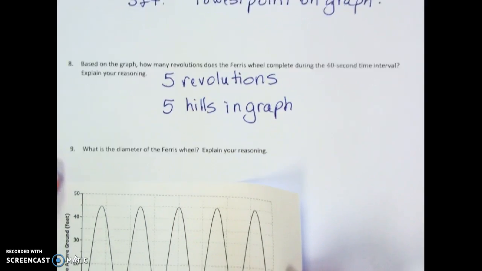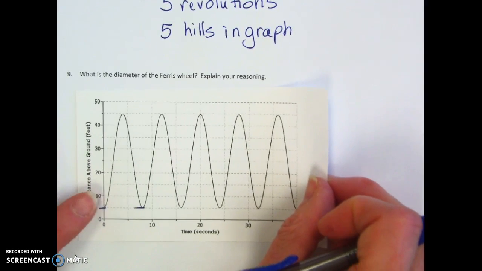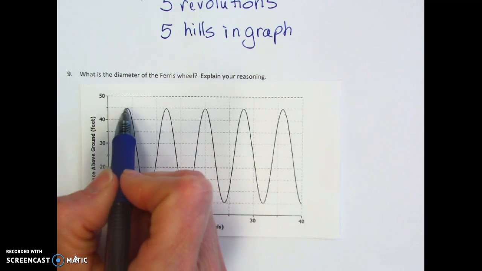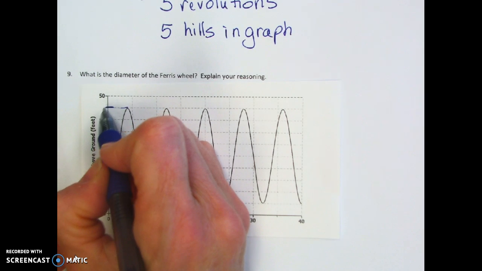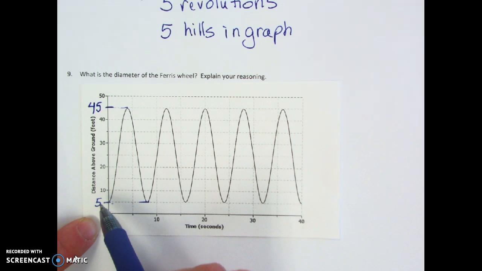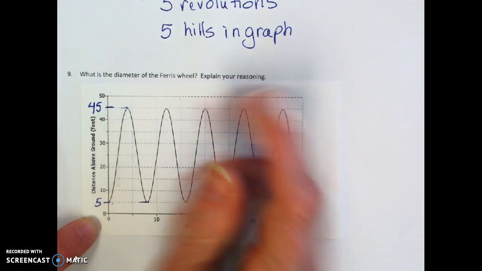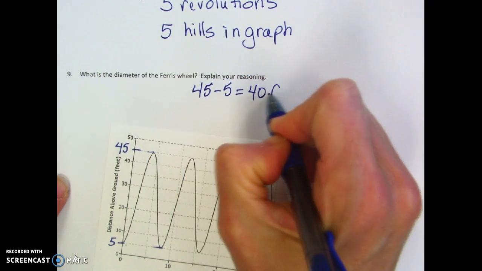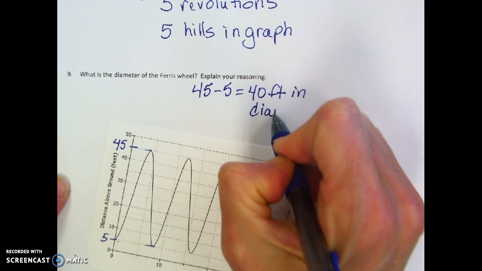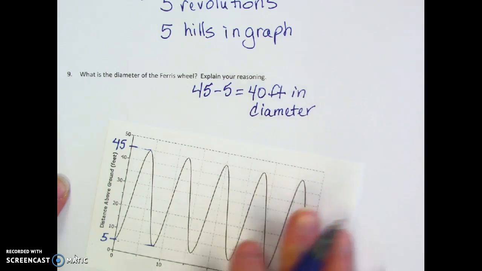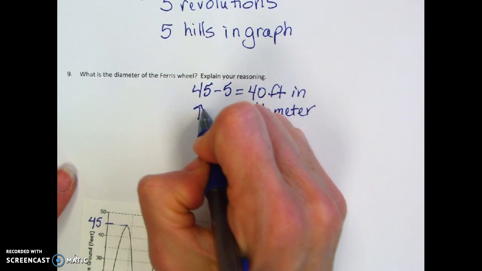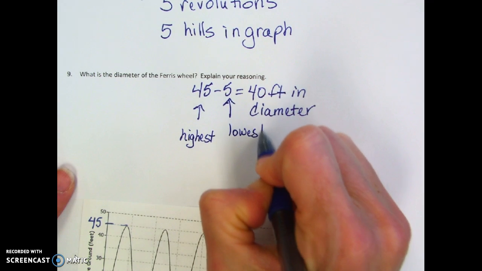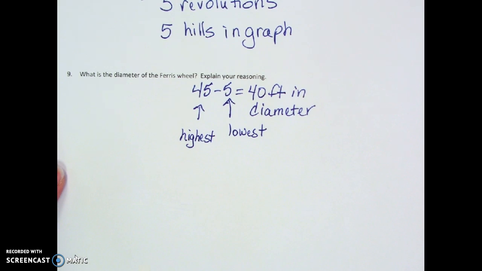Finally, what's the diameter of the Ferris wheel, and explain your reasoning? Well, the Ferris wheel is at the bottom here at 5, and the highest point that you go to is between 40 and 50, which would be 45. You're going from 5 feet when you're at the bottom to 45 feet high when you're at the top, which means the Ferris wheel is 40 feet in diameter. How do I know that? What's my reasoning? This was the highest point. This was the lowest point. So the difference between them would be the diameter of the Ferris wheel.